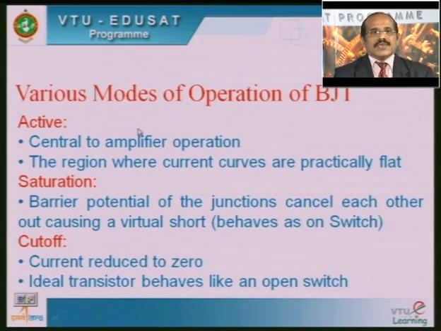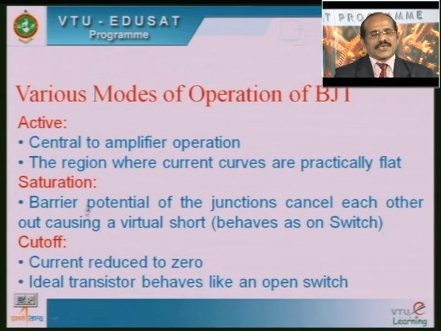Therefore, whenever we would like to use the transistor, that is the BJT, as an amplifier, we usually operate the BJT in the active region, whereas if we want to use the BJT as a switch, then I will make use of the cutoff as well as saturation. Cutoff means the device acts as an open switch, whereas saturation means the BJT acts as a closed switch.